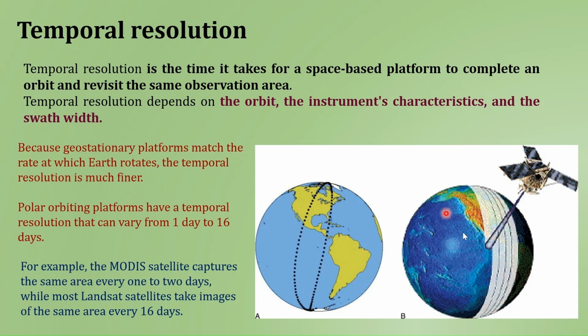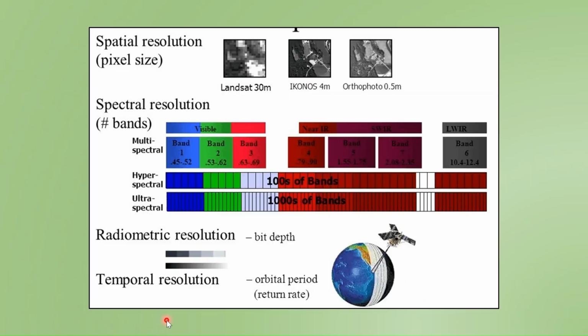But in the case of polar orbiting platforms, which revolve around the Earth at an altitude of 700 to 1000 kilometers, after one revolution the place on Earth is slightly shifted because of the continuous rotation of the Earth on its axis. So after how much time the satellite is again capturing the same area, that we call temporal resolution. For example, the MODIS satellite captures the same area every 1 or 2 days, but the Landsat series takes an image of the same area every 16 days.